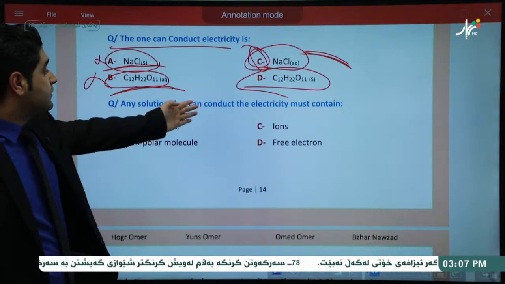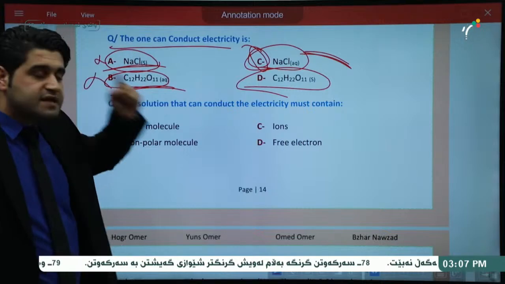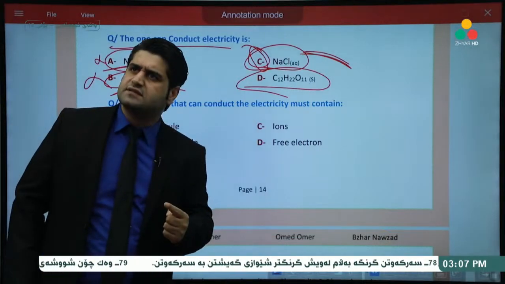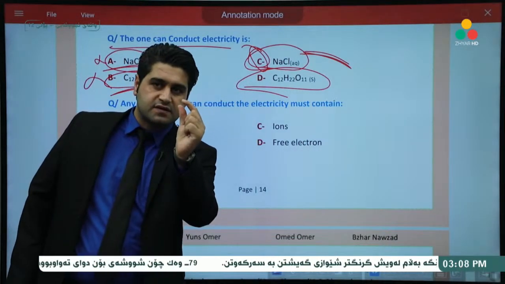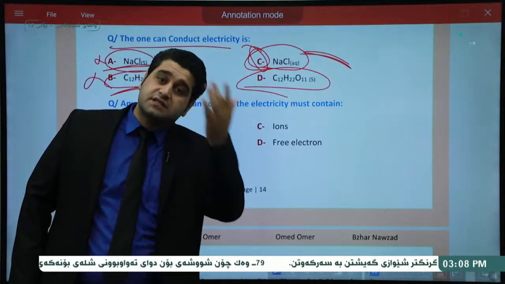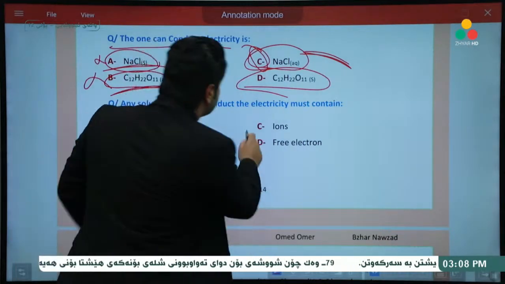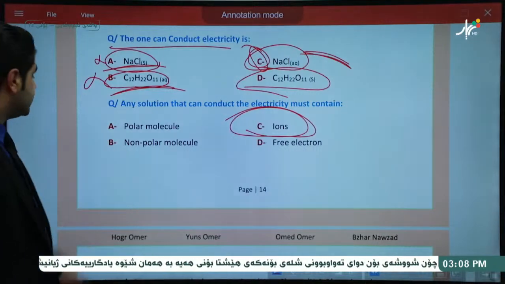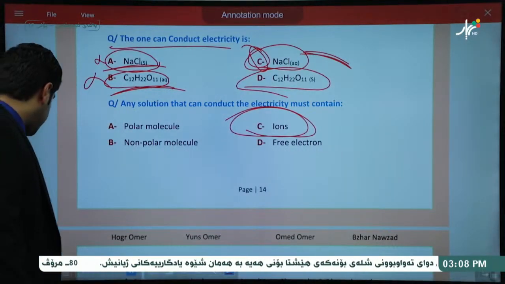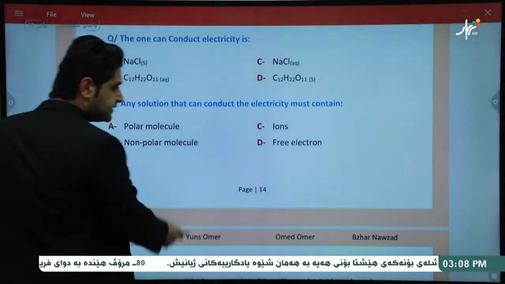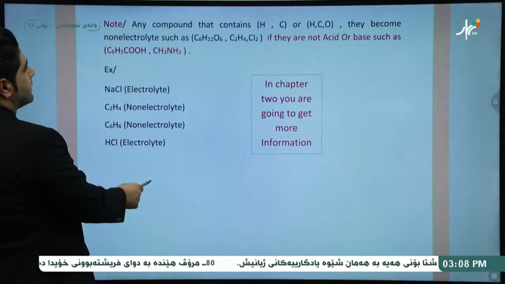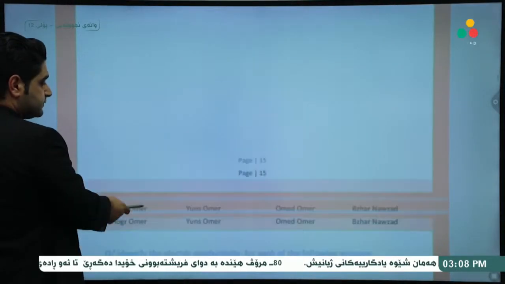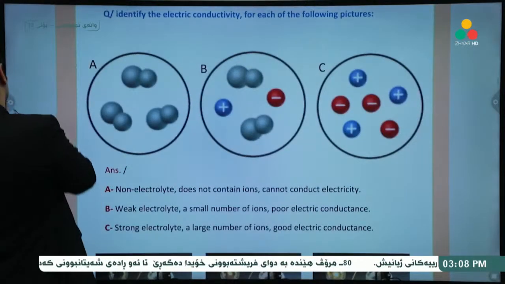Any solution that can conduct electricity must have what? What is the particle responsible for electrical conductivity in the solution? Ions. So any solution that contains ions, we call it an electrolyte, and it can conduct electricity. Well, this is not important. Now we have this example.